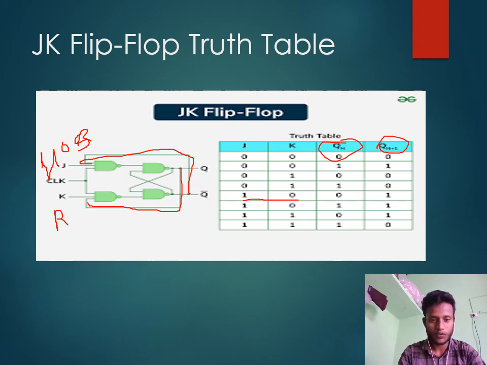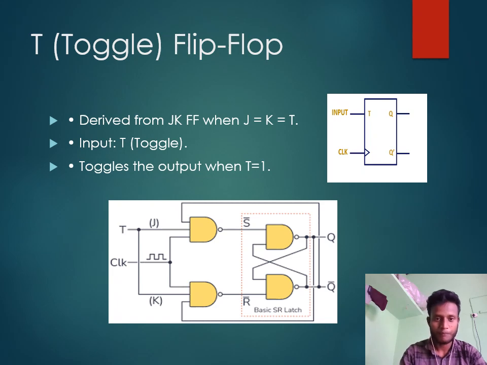When J equal to 1, K equal to 1, it is in toggle state. That is nothing but 1, 0. When you connect the JK flip-flop to LEDs, the LED goes on and off, on and off, within a few seconds, milliseconds or microseconds. Now we are going to the toggle flip-flop.